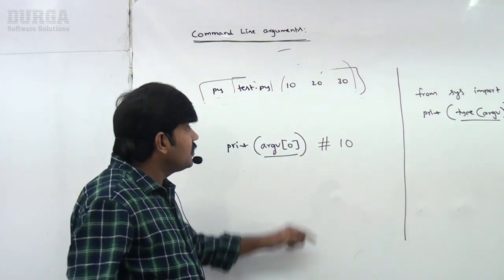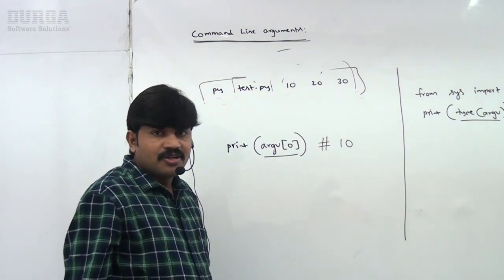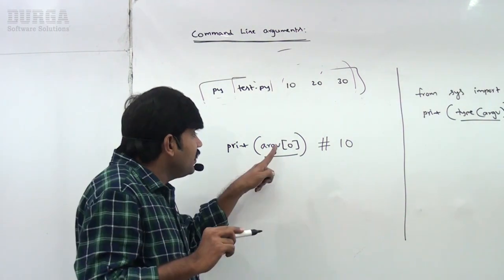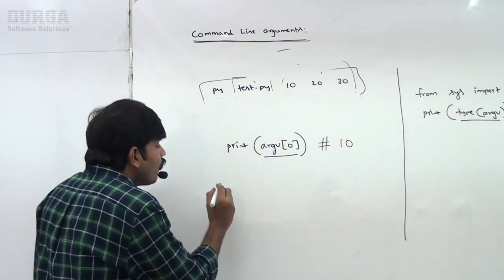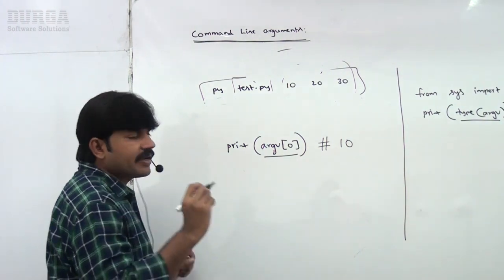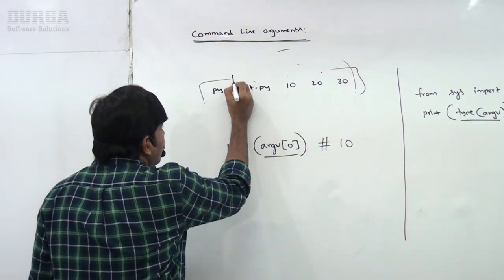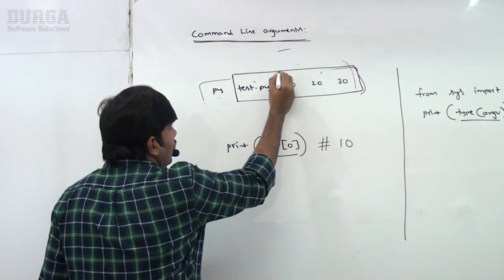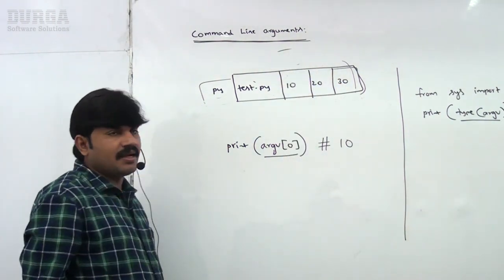So this is the first command line argument, under this one is the second, under this one is the third. No chance at all. Argv internally is a list. In this list, what is the first value, the second value? Take very special care. Remember this one: this is internally argv.